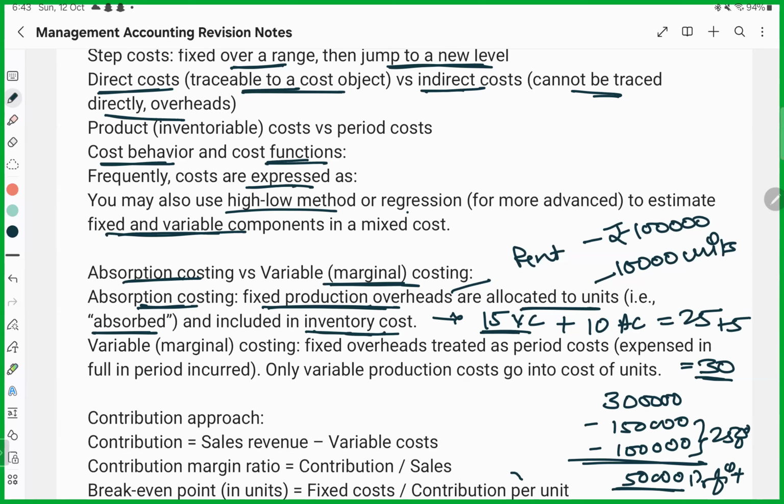So if, say, for this example, the company instead of 10,000 units would have manufactured 9,000 units, or let's say not 9,000, the company would have manufactured 5,000 units.